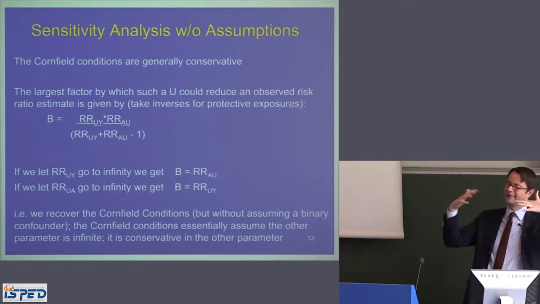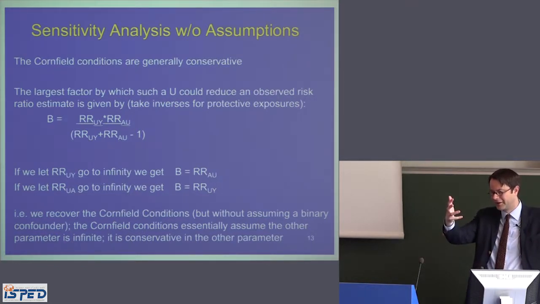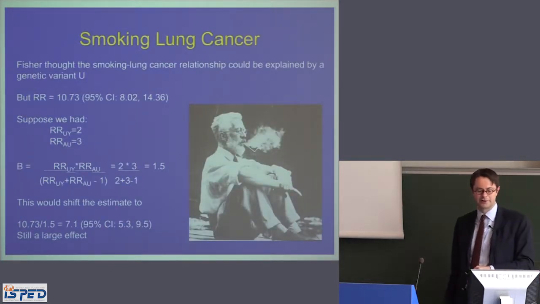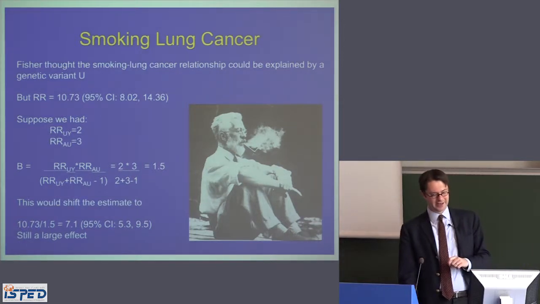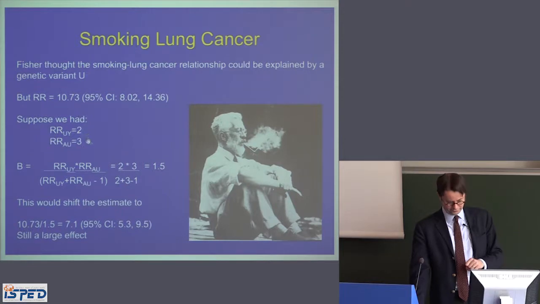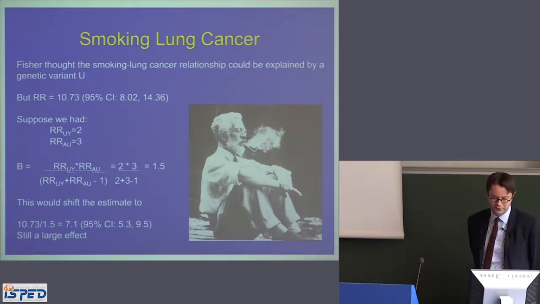So we might, of course, think, well, risk ratios of 10-fold of a variant on smoking and on lung cancer just seem too large. What if we specified more plausible values? What if we thought a genetic variant increased the likelihood of lung cancer by 2-fold and was 3-fold more likely amongst smokers than non-smokers?